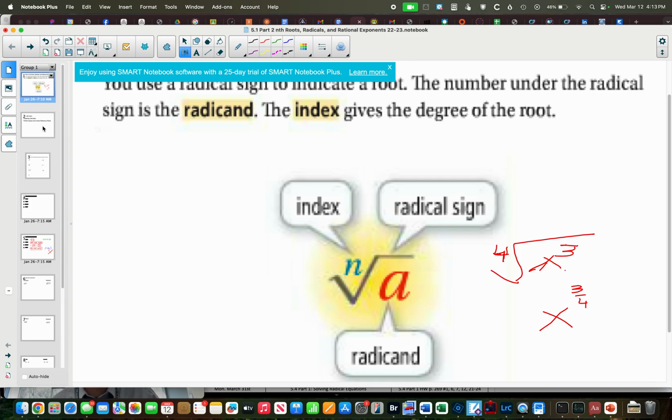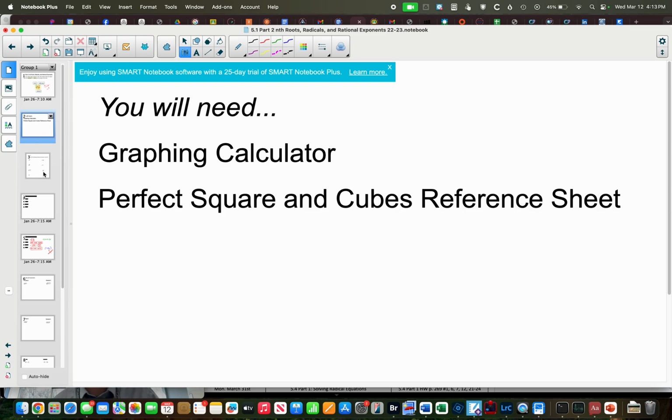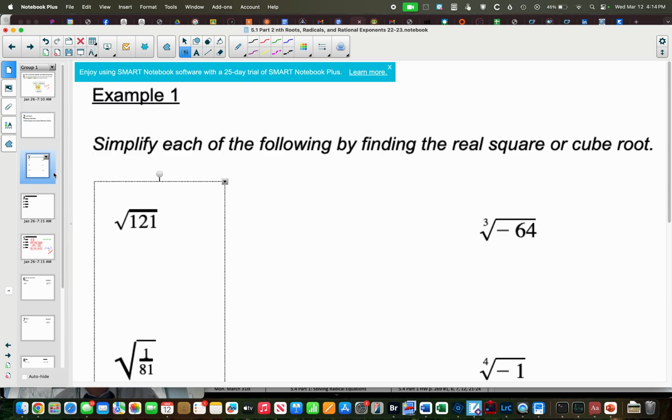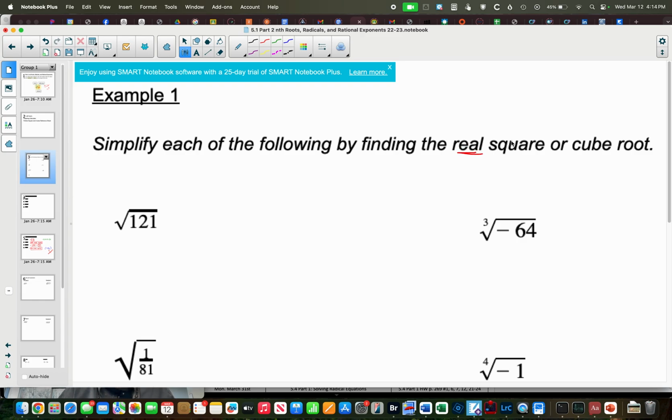We might need a calculator to do these. Simplify each of the following. We are looking for real roots. I'm going to cross off the word cube because there are fourth roots here, and the cube root is the third root.